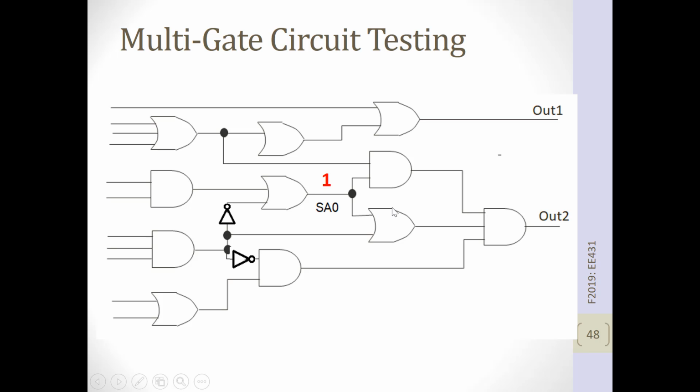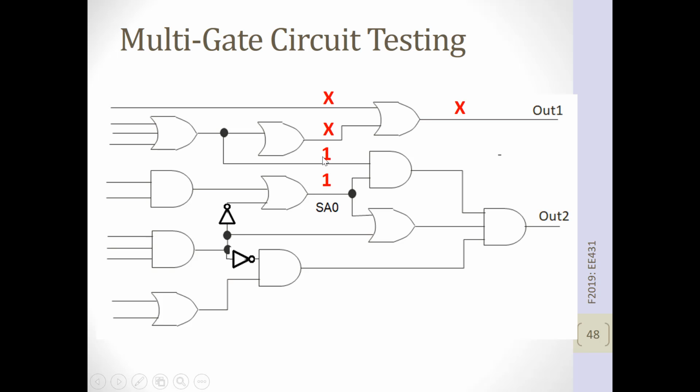So there's no path from this node to out 1, so we don't care about that. And if we don't care about out 1, then we really don't care what's on that wire. And we don't care about what's on that wire. And this is a weird OR gate. I guess I needed another input there.